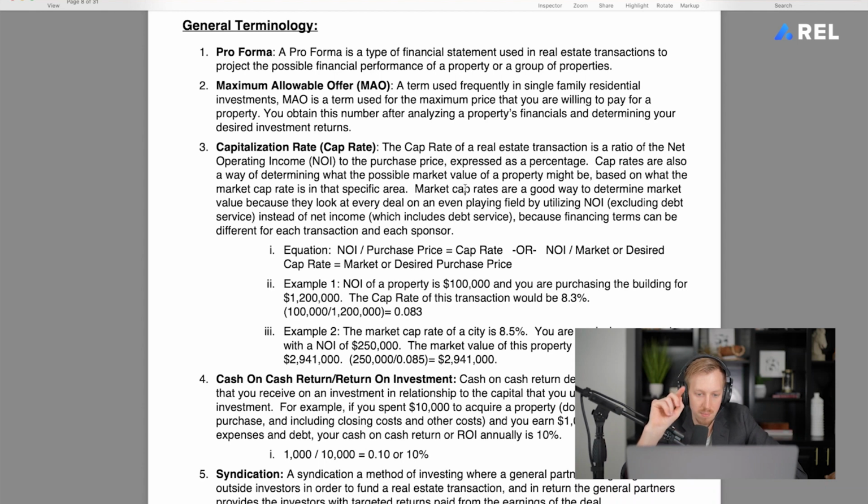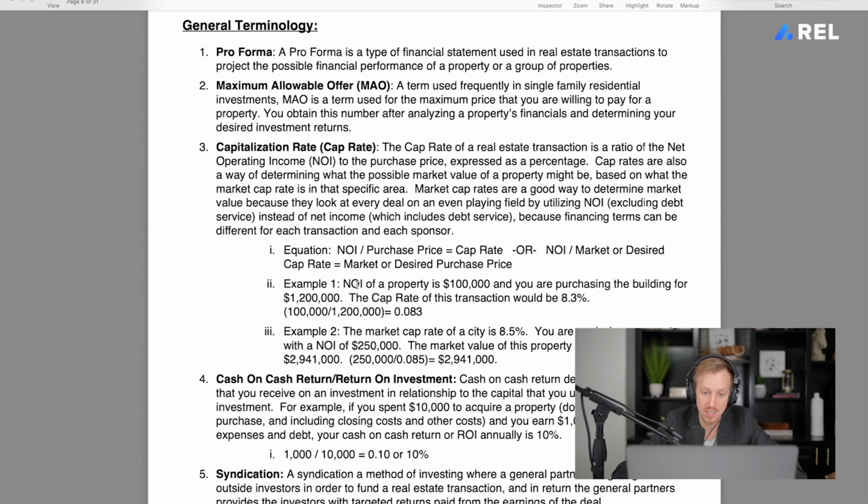Secondly, the market cap rate in a certain city is 8.5%. For example, you are analyzing a property with an NOI of $250,000, and you see that the NOI is $250,000 on the financial statements. The market value of this property may be estimated at $2.941 million. I'm going to go over this in a couple other scenarios in a separate video, but this is just an introduction to what cap rates are. They can be used in multiple different ways.